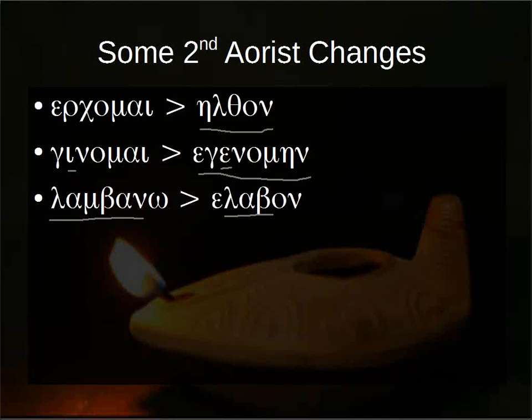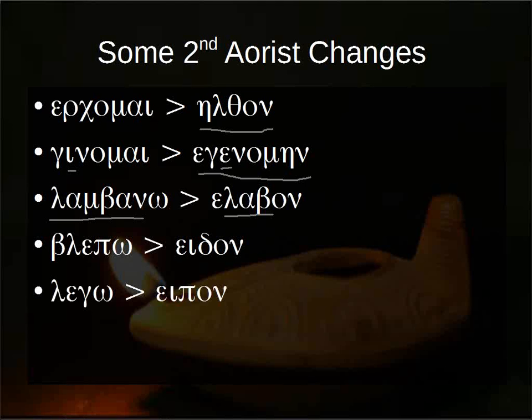I give you two more examples of this. Another one is blepo. Blepo has adon, and again, I have no idea where they got that. But that is its second aorist form, adon. And blepo means to see, okay? Lego, it's not the toy, but it's actually a verb. It's to speak or to say, Lego, okay? And that second aorist form is apon, okay? Again, I have no idea, but that's just what it is.